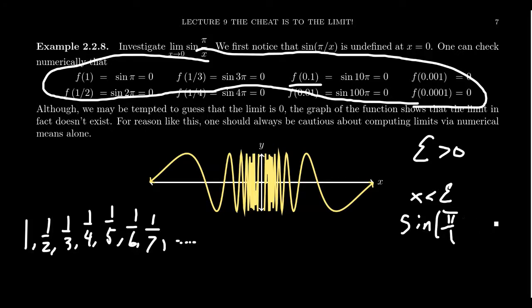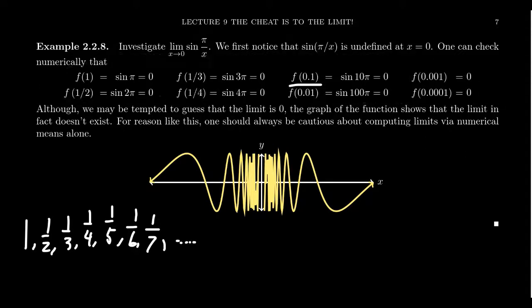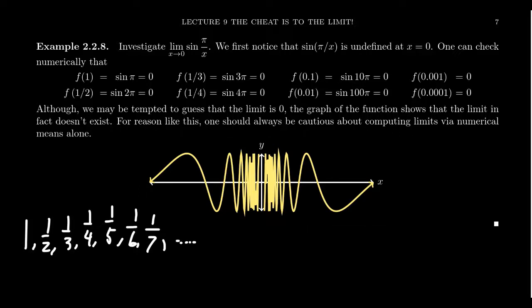So it's tempting that this numerical approach suggests that the limit is 0. Now, if you've been staring at this little picture on the screen while I've been talking, this is actually the graph of our function y equals sine of pi over x. The software I use to generate the graphics for these lectures has kind of hit its limit when it comes to this graph. This is not the most accurate graph, but it gives you some idea of what's going on.